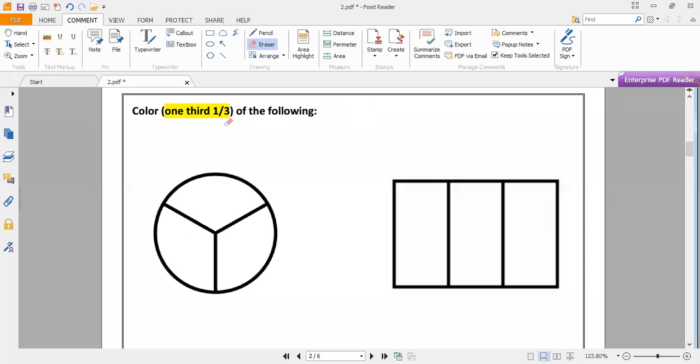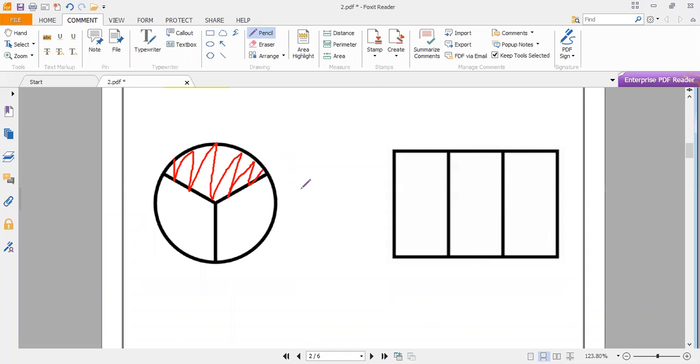Maybe in the homework of fourths, I don't read it. No, you have to read the question carefully. I know, that's why I'm telling you we must read the question well. You have to read the question carefully. So here it says color 1/3, 1 out of 3 of the following. How many parts am I going to color here, Yasin? 1. 1/3 means color one part from the three parts. So I will color this part. Thank you Yasin.